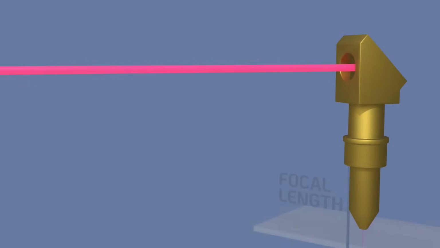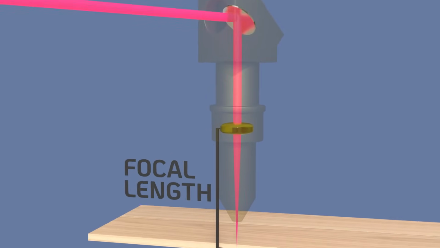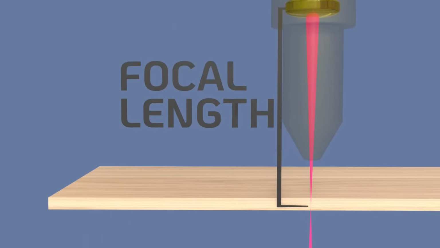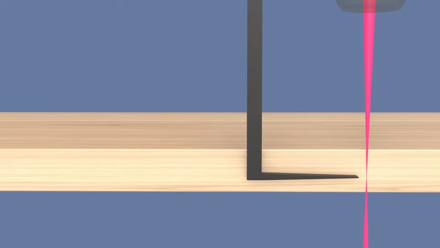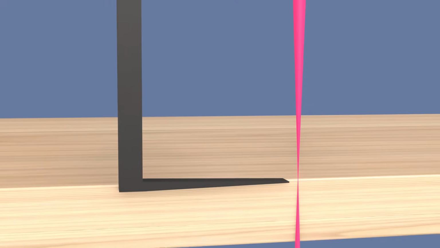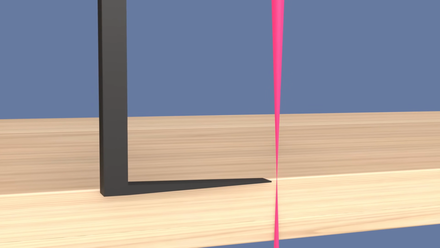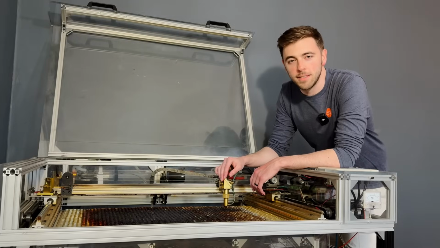Next, let's take a look at the laser head. Remember the focal lens from earlier? The height of this above our work surface is very important. If we're cutting, we want this beam to converge within the material. And if we're engraving, our image will have a better resolution if this focal point is right at the top surface of the material. This brings up one of the bigger downsides to my machine.